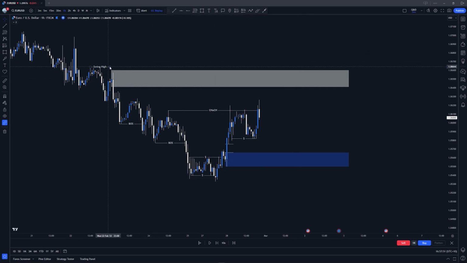This swing high will be our take profit. It's also got buy side liquidity. That means the market makers will seek to take out all of these short sellers here that'll be trading off this area here, as well as this supply zone.